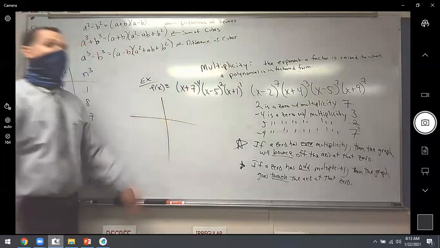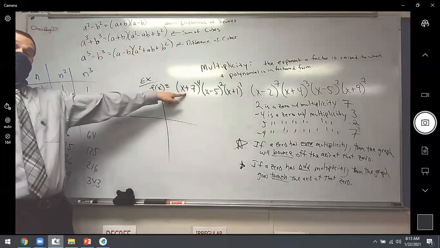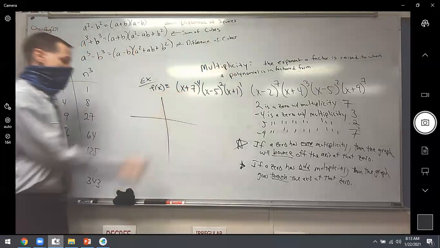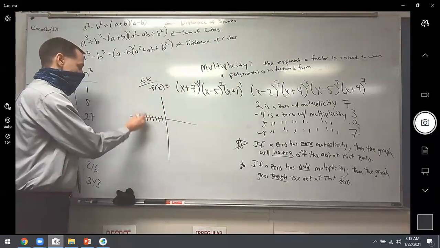All right, here we go. Can you tell me some zeros? This is a 0 at -7, correct? So at -7, we know it's going to be a 0.